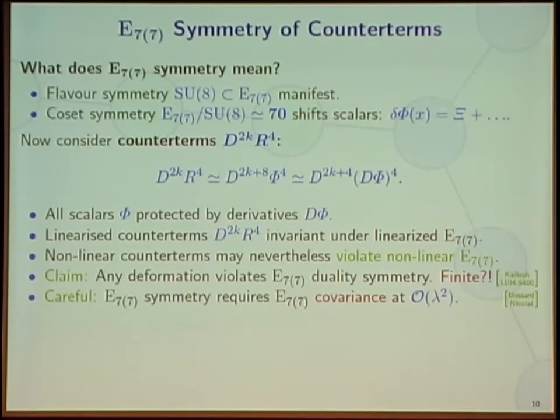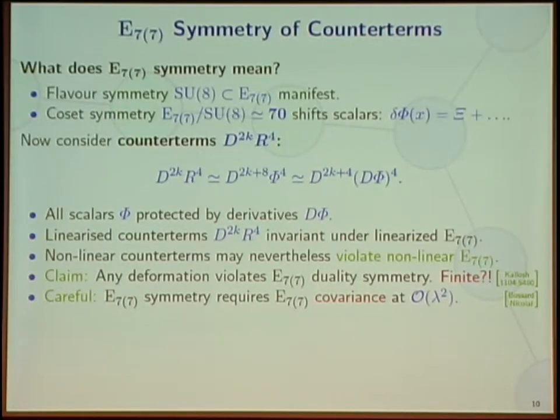There actually has been a recent claim that this E7 is strong enough to rule out all possible counterterms by a simple argument, and that has to do with the fact that E7 is a sort of electromagnetic duality, and one cannot really deform that duality. And if there's no counterterm, then the theory would be finite.